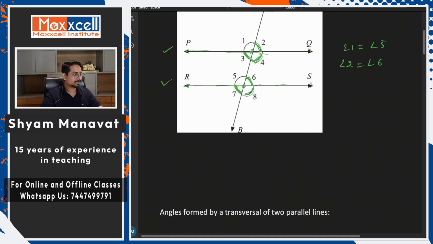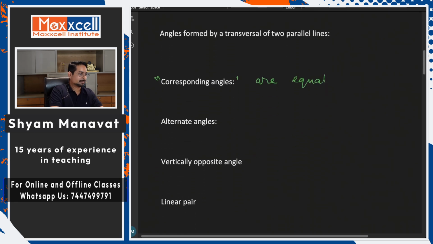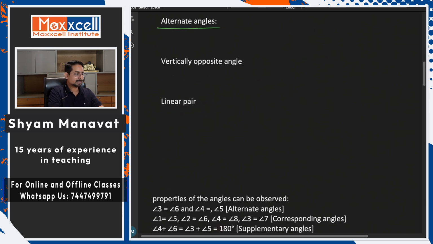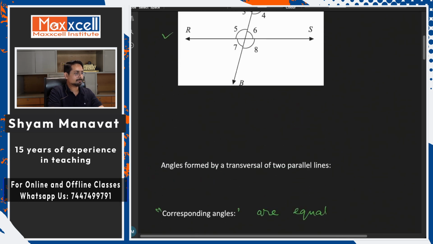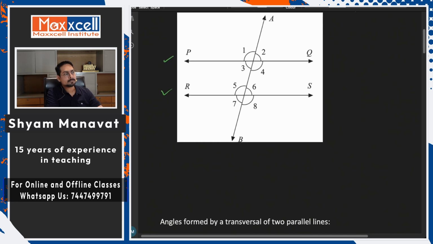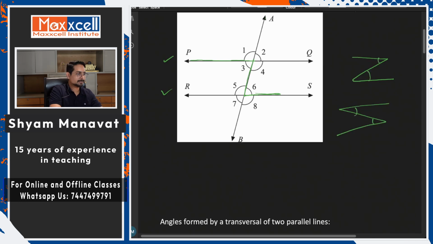I hope you understood corresponding angles well. Very important. Let's see more. Next we have alternate angles. Alternate angles are also equal, and it will be like 3 and 6. You can also call them alternate interior angles. This kind of pair forms a shape like Z.